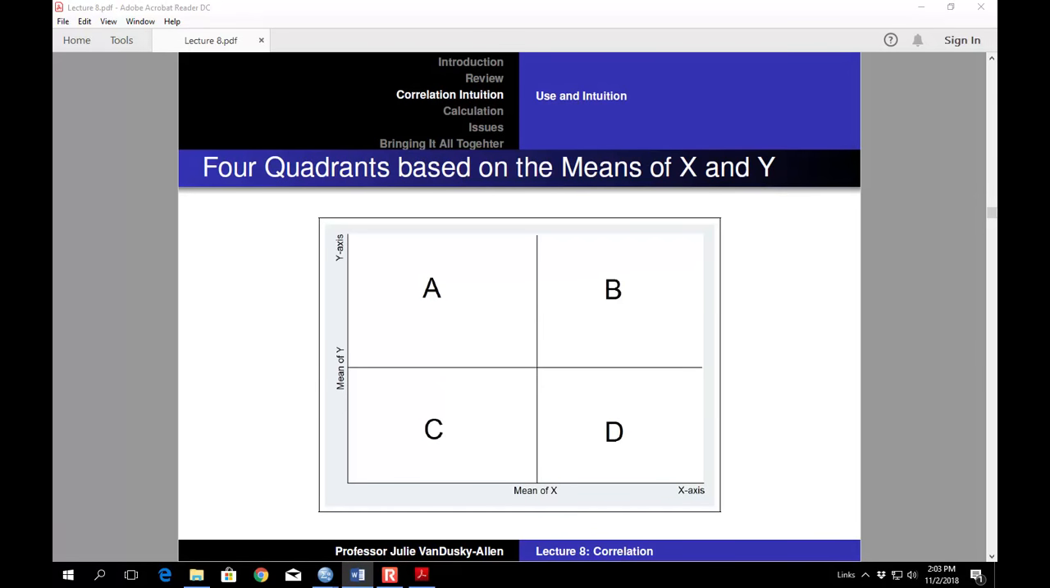I created a series of graphs to demonstrate what this means substantively. Imagine you have a graph with 4 quadrants. In quadrant A, all observations are below the mean of x and above the mean of y. In quadrant B, all observations are above the mean of x and y. In quadrant C, all observations are below the mean of x and y. And in quadrant D, all observations are above the mean of x and below the mean of y.